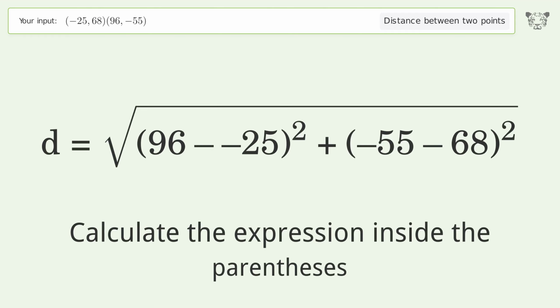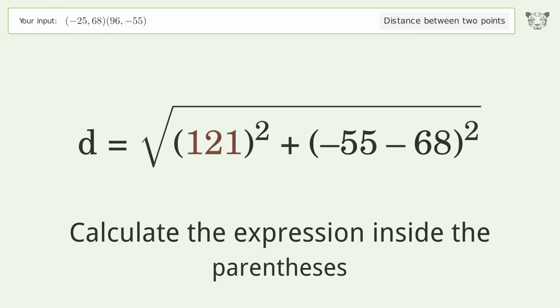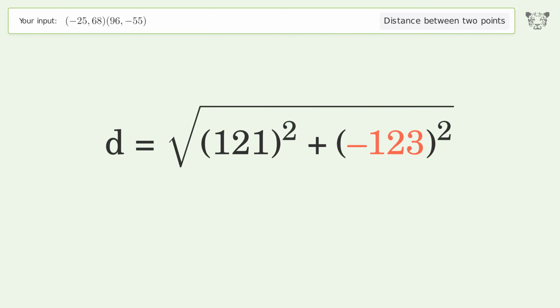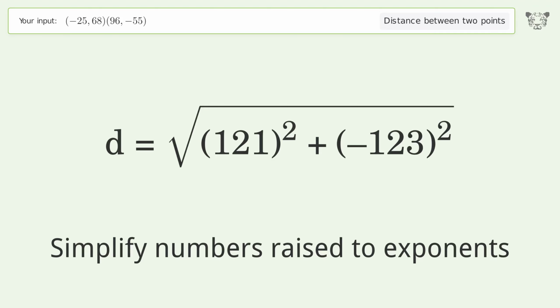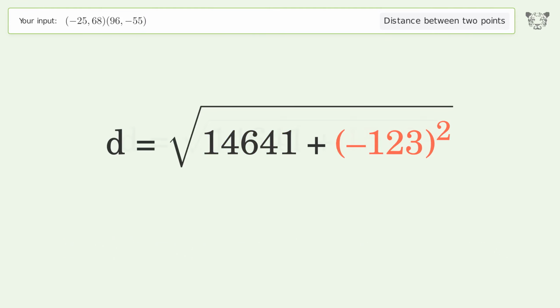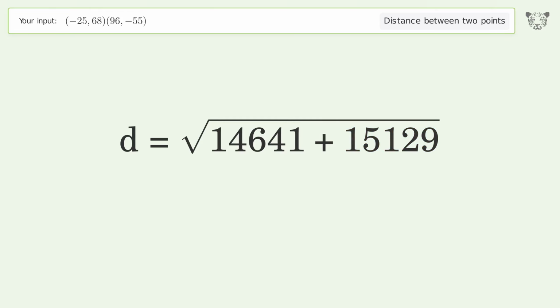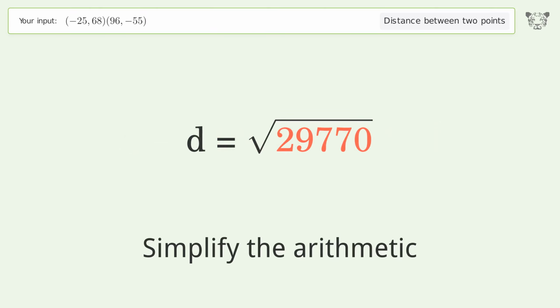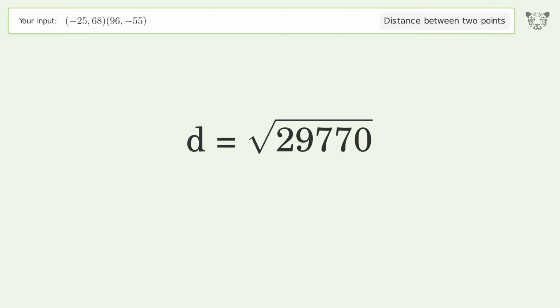Calculate the expression inside the parentheses. Simplify numbers raised to exponents. Simplify the arithmetic. And so the distance between the 2 points is the square root of 29,770, or 172.54.